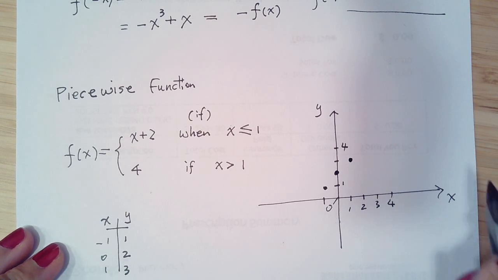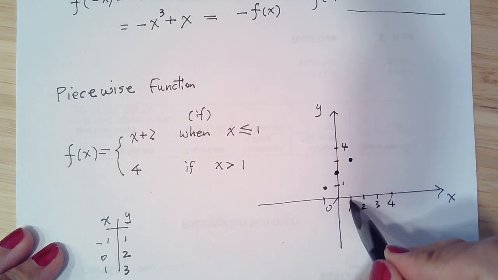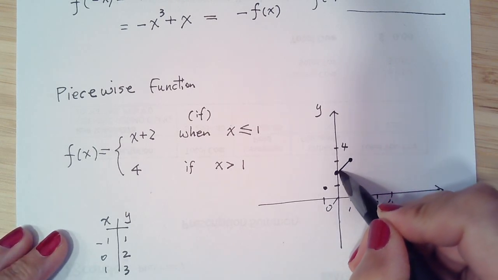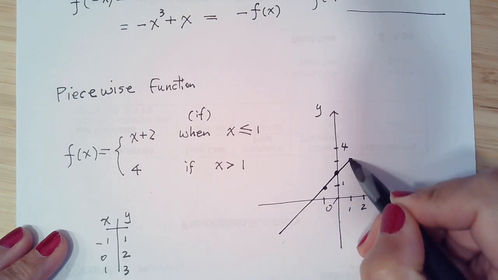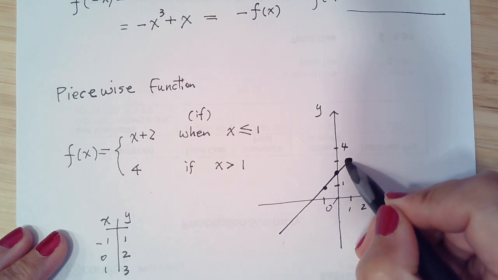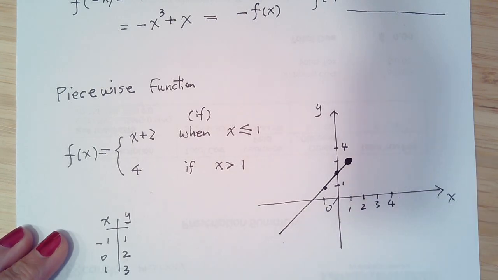So x less than or equal to 1, including 1. So I'm going to connect that. That's a straight line, and I will have a solid point here. Okay? Well, this is what happens when x is less than or equal to 1.